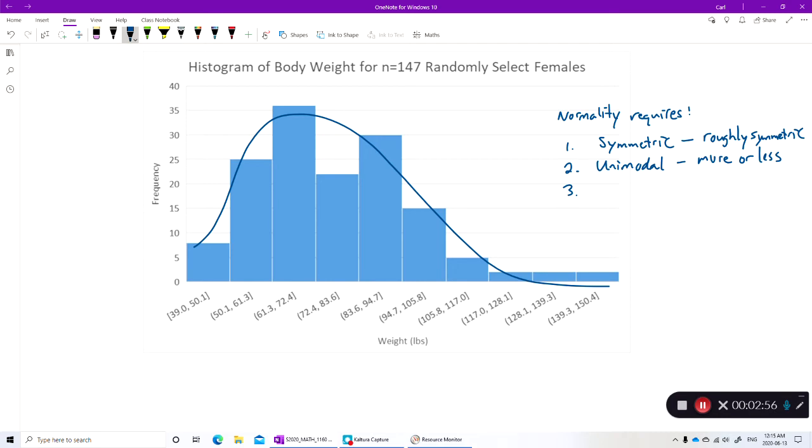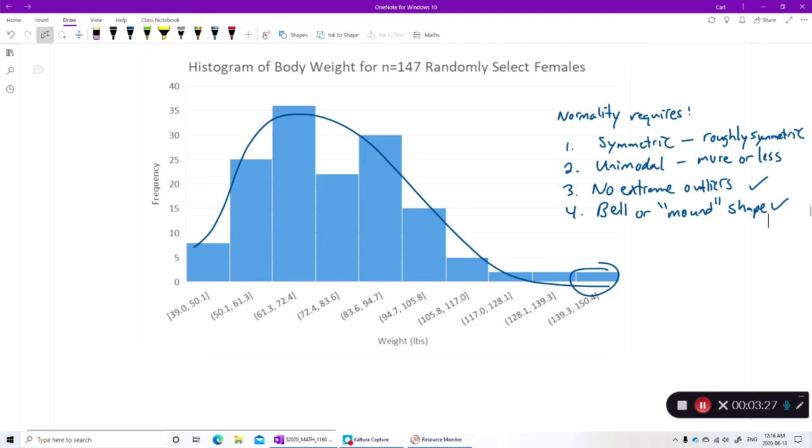And the third condition is that it should have no extreme outliers. And that's certainly true here. We have some larger values, but they're not very far away from the rest. And the last thing is that it should have roughly the bell shape, or sometimes you hear the word mound, like a mountain, mound shape. And this roughly has that property. Okay, so I've already given you this checklist.